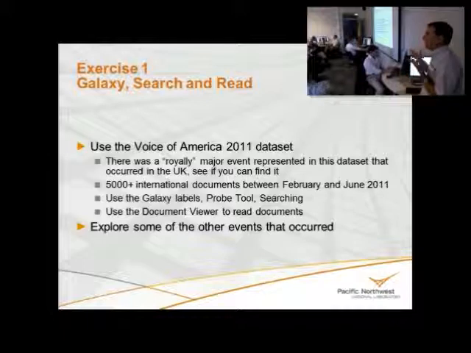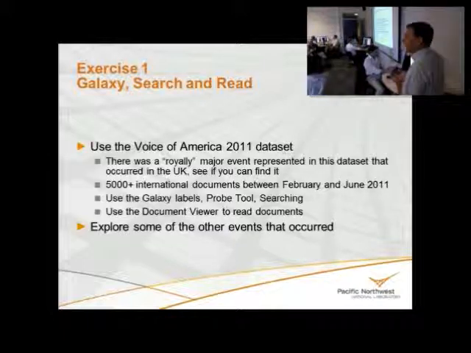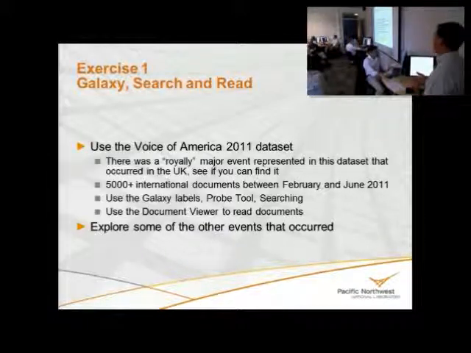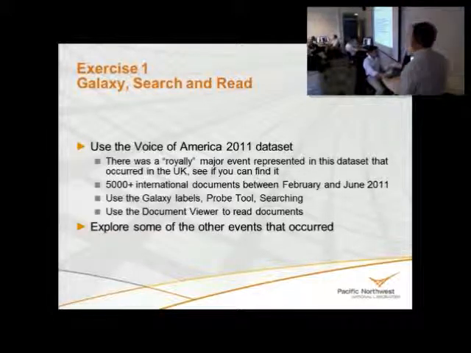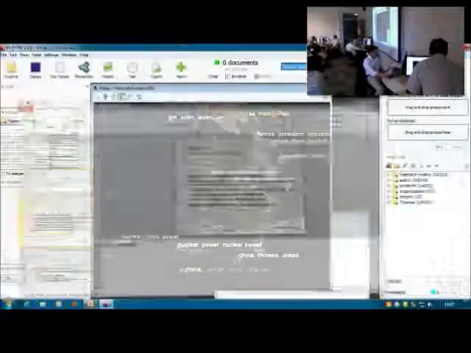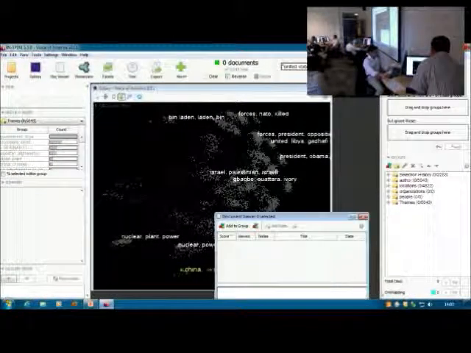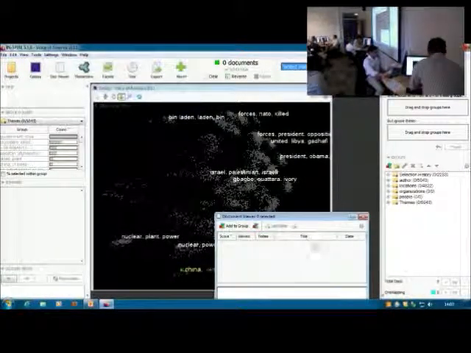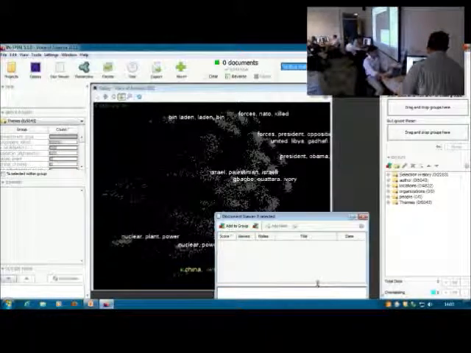Use some of the searching, to try to search for some of the terms that you might think of that are associated with this royal event. Use the probe tool to try to find where in the galaxy those labels are. And if you really want to, you can also use the document viewer once you select some things, to actually read some of the documents to confirm your findings.